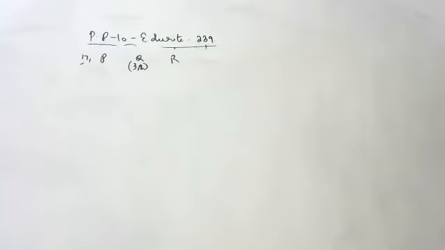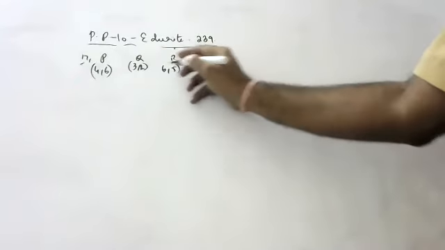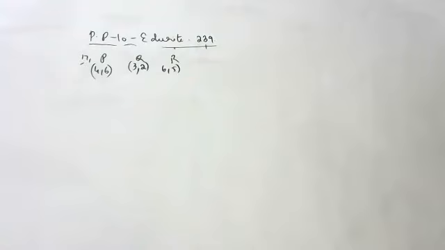P is 4 comma 6. Can anyone tell me R? 6 comma 5. That's all. Now, if you know the coordinates, you can do anything on this. Considering A as the origin, what are the coordinates of A?